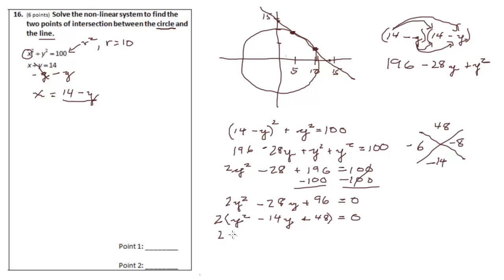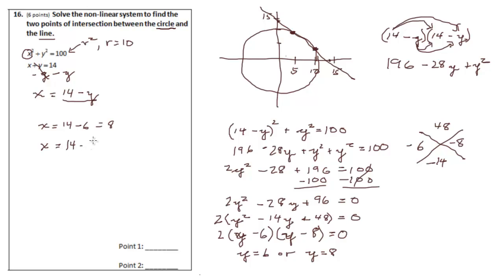So we can rewrite this as 2 times y minus 6, y minus 8 equals 0. So the solutions to this, well, 2 won't be 0, but if we make this factor equal to 0, y is equal to 6, or in the other factor, y is equal to 8. And substituting these values in, x will be equal to 14 minus 6, that's 8, or x is equal to 14 minus 8, that's 6.